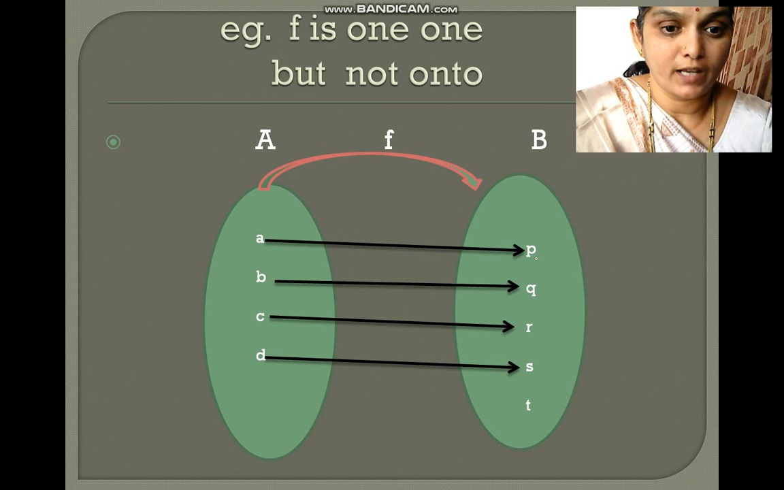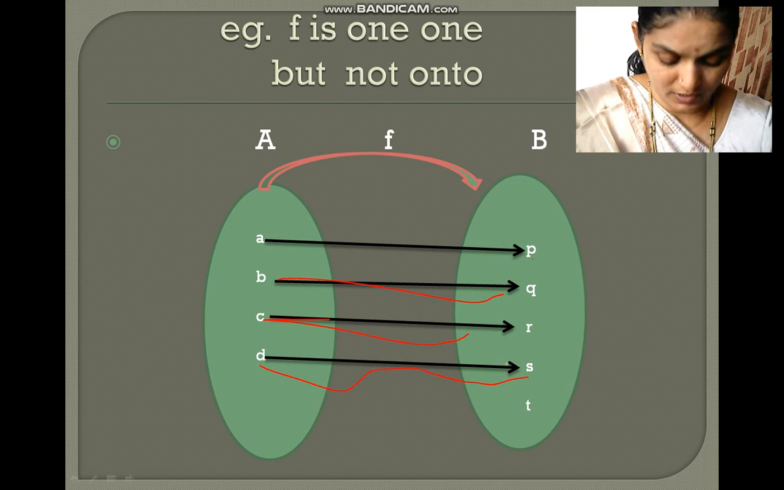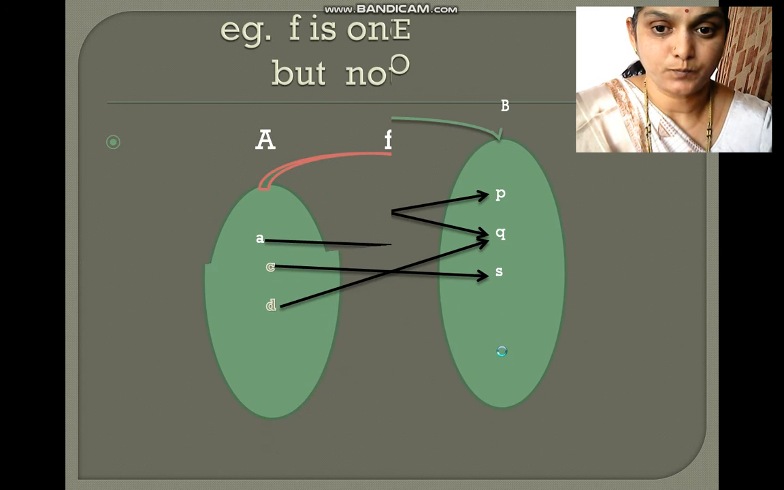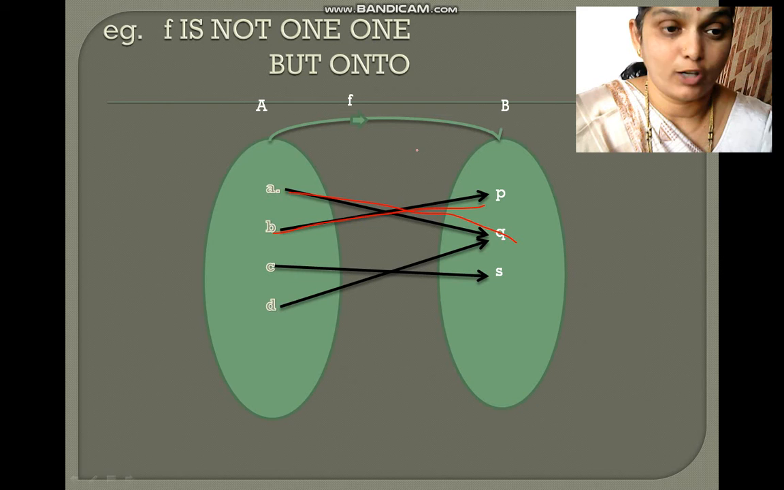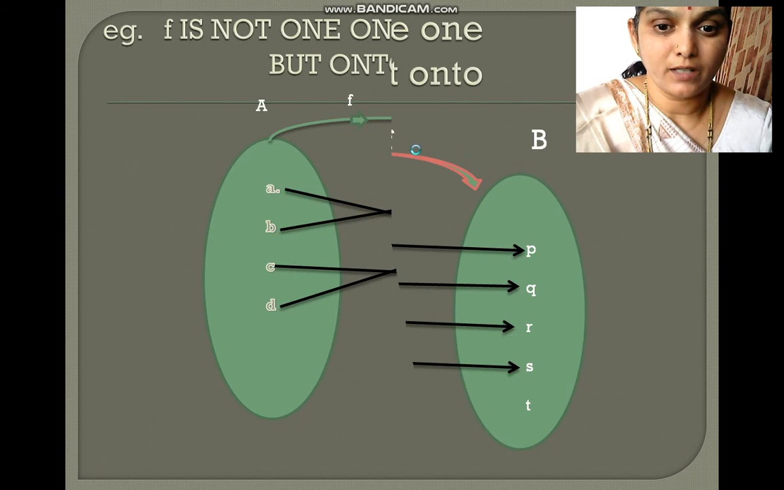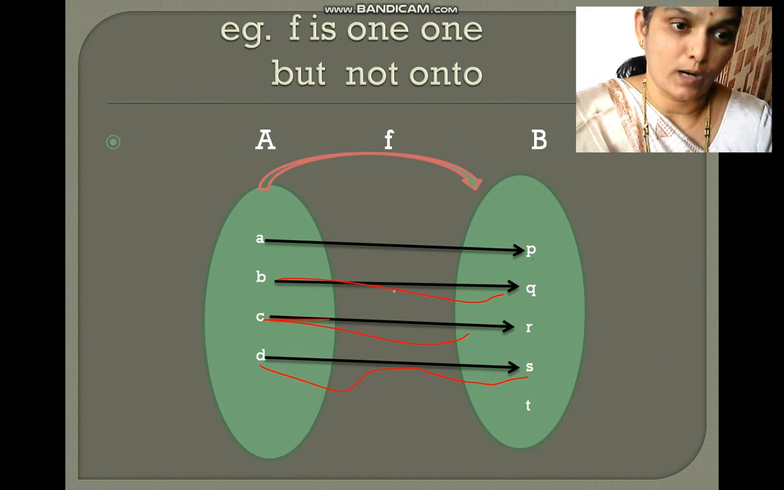Here, f of A is P, f of B is Q, f of C is R, f of D is S. Every element of the set A has its unique image, and all those images are distinct. Now you can differentiate. Here, see. In this case, f of A is Q, f of B is also Q. This is an example of not 1-1. But in the previous video you have seen it is a 1-1 function.